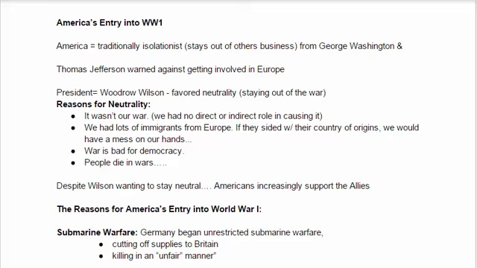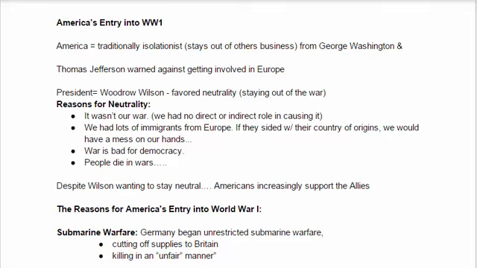We didn't have a lot of economic ties. This wasn't anything that we had any issues with. So the first reason for neutrality is it's not our fight. Why get involved in something that's not our fight? Which is the same reason that we didn't get involved in World War II.